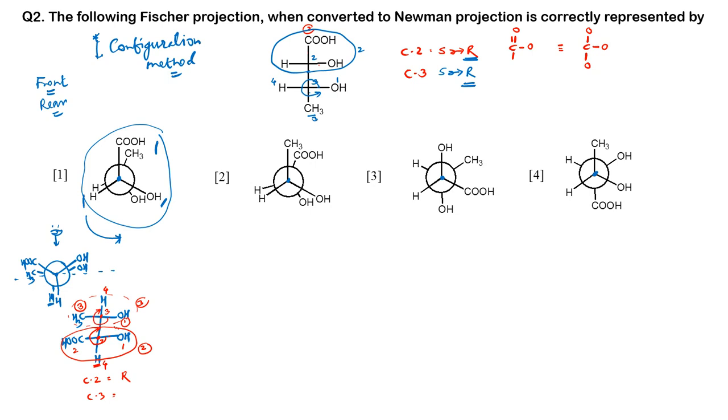So again in this case we are finding it is clockwise, hydrogen is already away from observer, so this is R. So very interesting thing is we are directly getting our answer that C2 and C3 configurations are both R, and that is matching with our compound. So at this moment also we can confirm that our answer is this one.